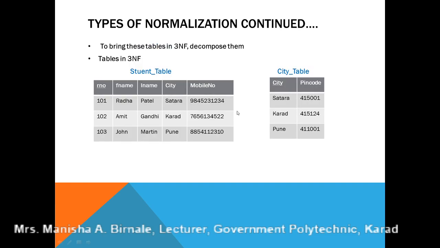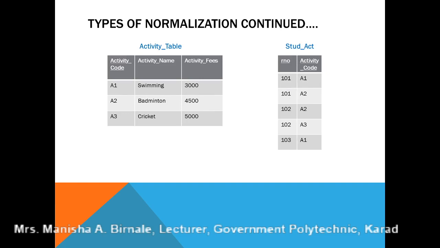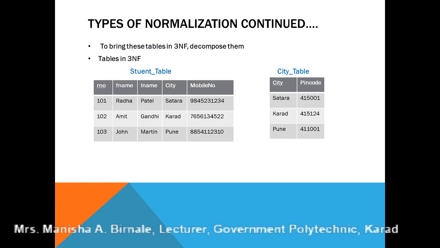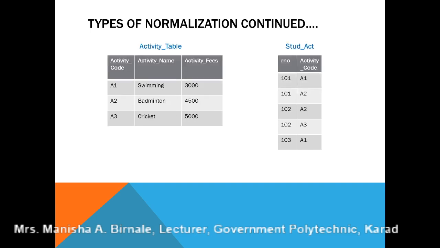So the original table was only a single table and it was an unnormalized table. And finally we have normalized that table up to third normal form, and we have converted that single table into 4 small tables. So our database is normalized up to third normal form. There are some other types of normalization also, like BCNF, Boyce-Codd normal form, 4NF, fourth normal form, but that is not part of our syllabus. So the types of normalization in our syllabus are only 3.